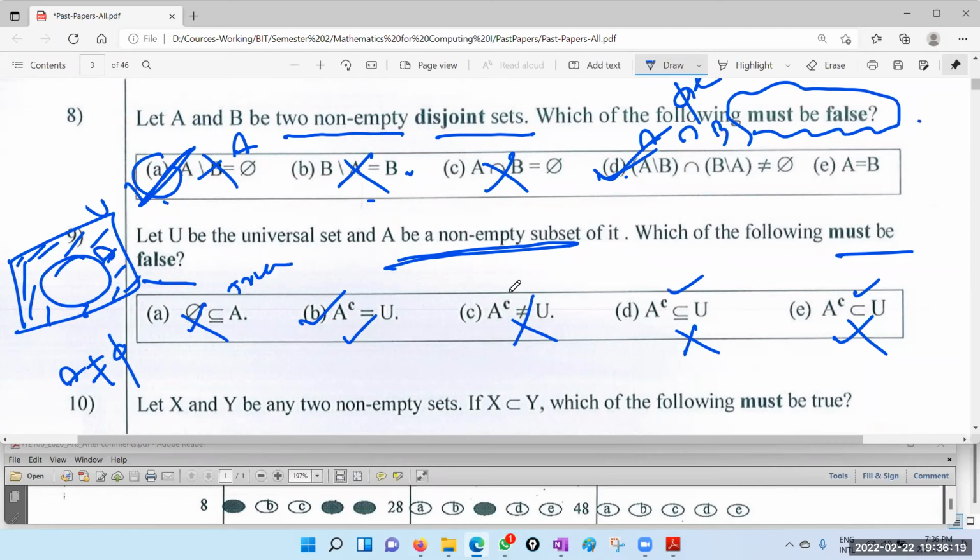Yes, A complement cannot be U. Must be false. Which one are you referring to? Which answer?